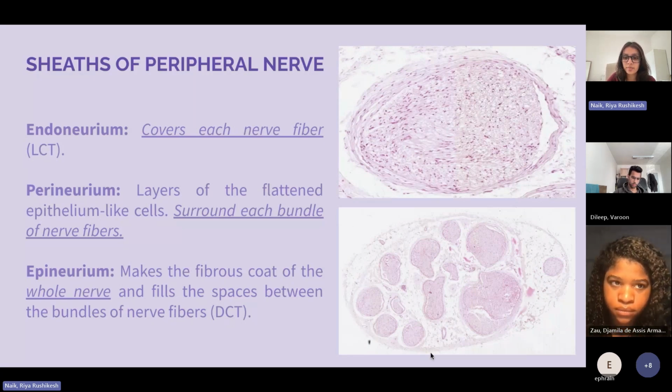This entire part outside over here is going to be the epineurium, and as you can see, it is also coming in the middle over here. It's kind of joining all the nerve fibers together to form a whole bundle.